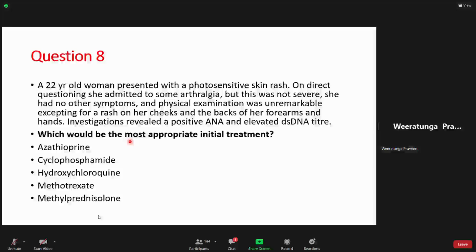So 22-year-old female, SLE කතාවක් මෙතන තියෙන්නේ. So I told you in SLE all patients unless contraindicated should be put on hydroxychloroquine කියලා. Right. So ඒකේ උත්තරේ hydroxychloroquine.